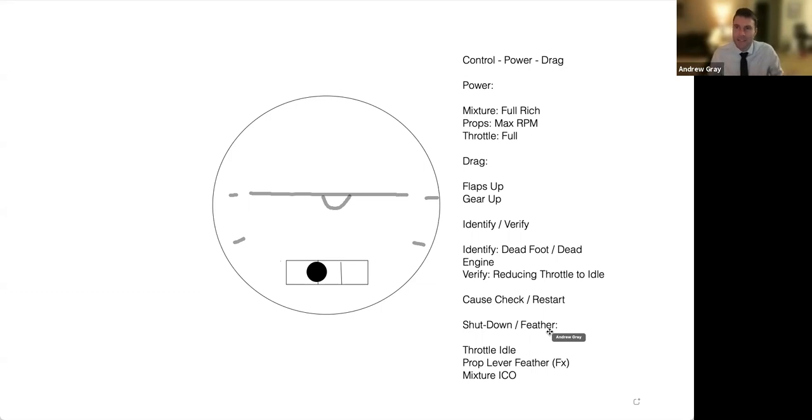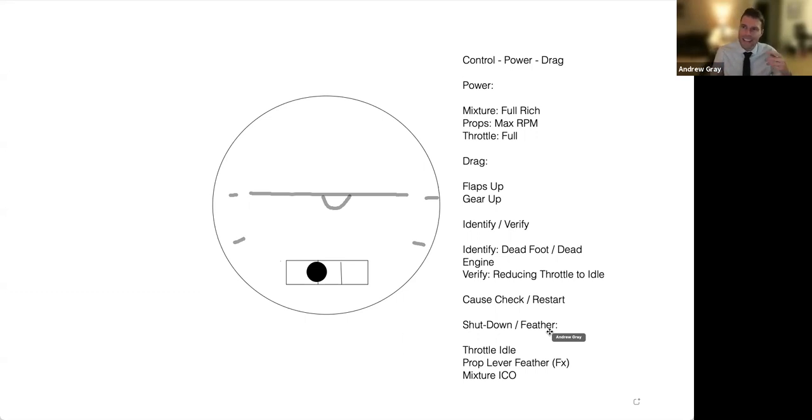So when the failure takes place, immediately the first thing I'm looking at is that ball. Which engine gave way? And then I'm going to step on the ball and put it to that half displaced position. Now, as soon as the engine failure happens, you've got to stop your missed approach. You might have been halfway through flaps up and gear up, but whatever you do, you have to stop immediately and go into your engine failure drill: control, power, drag.